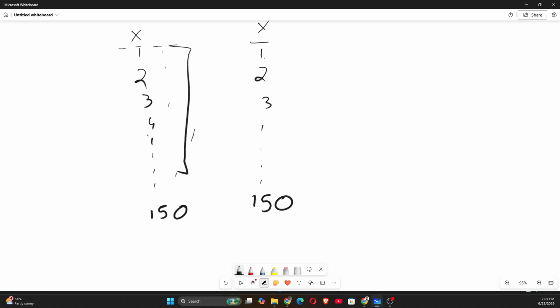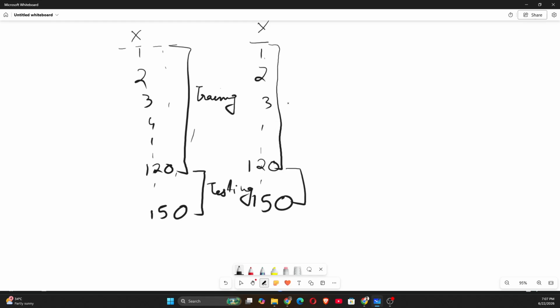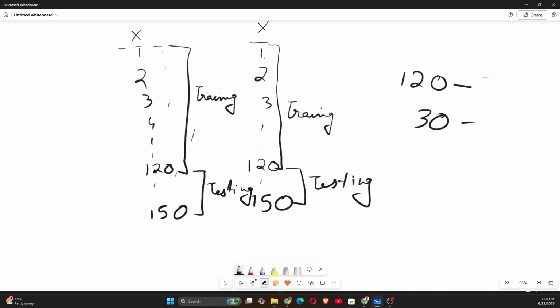From 1 to 120, we are training our model. From 120 to 150, we are testing our model. For Y also the same. 1 to 120 we will be training, so this is training, this is testing, this is training, this is testing. So 120 rows we will be training, and the remaining 30 we will be testing.